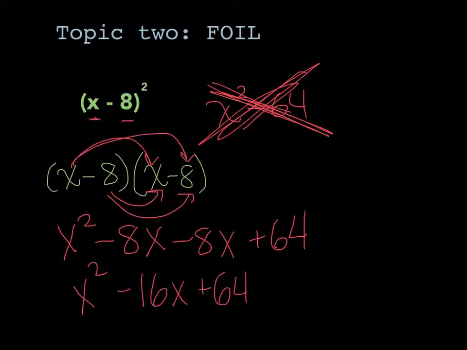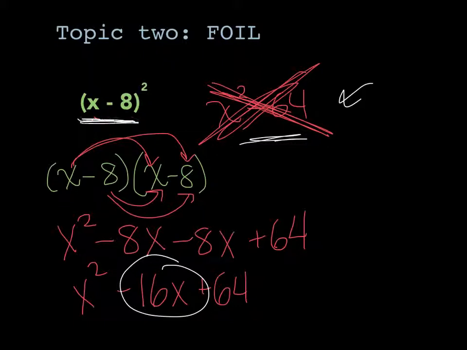So notice, if you had done this incorrect way, you were missing this negative 16x in the middle. So you would not have gotten the right answer. So you always want to think of FOILing when you see a binomial squared.